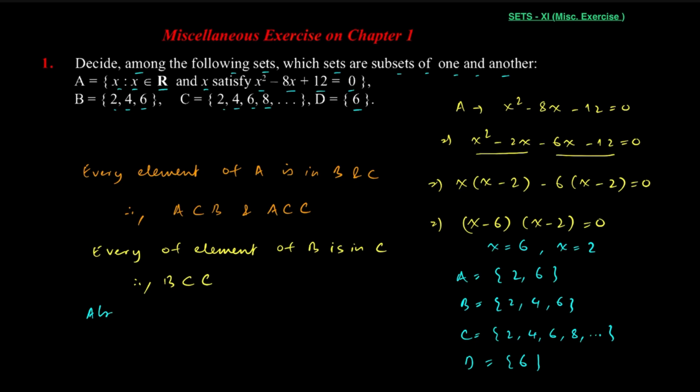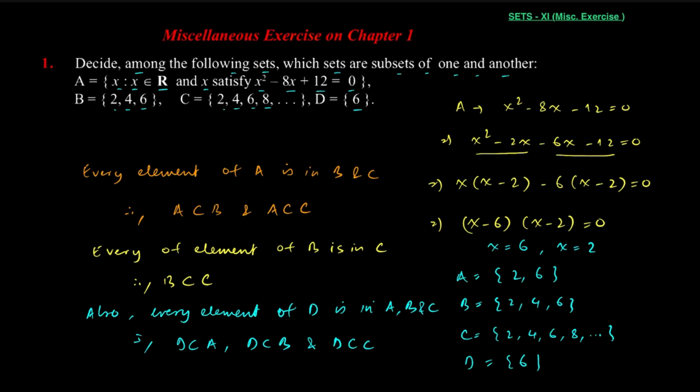Also, every element of set D is in sets A, B and C. So therefore, D is a subset of set A, it is a subset of set B and it's also a subset of set C. As the element of D, which is 6, is present in set A, it's present in set B and it's also present in set C. So set D is a subset of set A, set B and set C as well.